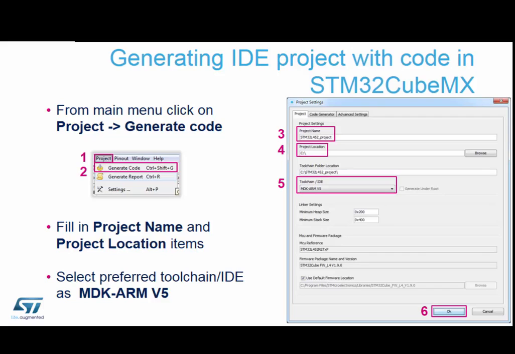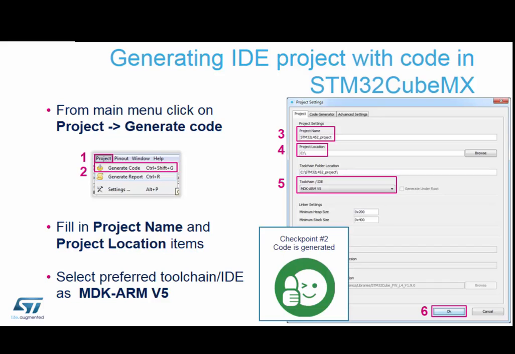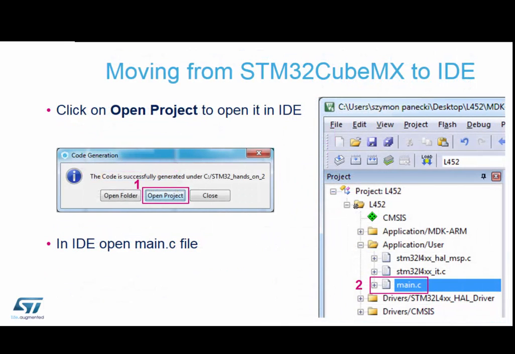When you click OK, you should see the progress bar, the green bar, and after a few seconds, the code should be generated successfully. You should see this window, code is successfully generated, and the CubeMX will ask you what to do next. Please select the middle option, open the project. Once the code is generated and you open the project, you should see an error message saying that Keil is not recognizing your device. Can you see it? Yes. So it's good. In fact, it's good.